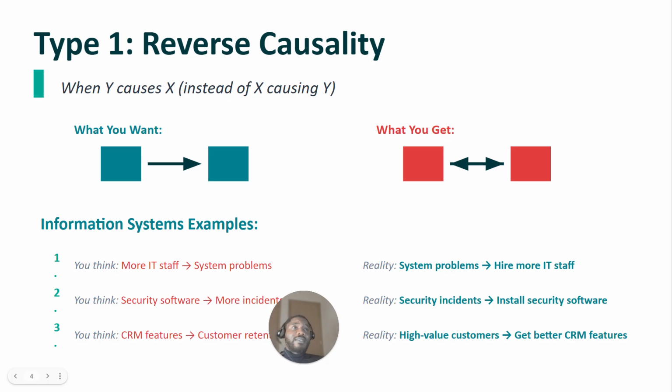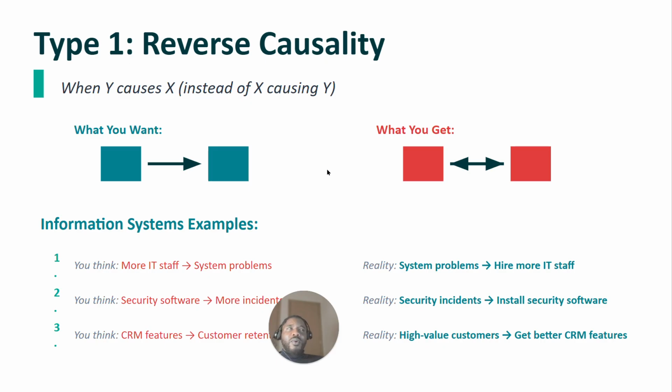Now, let's talk about reverse causality. I have a very beautiful diagram here. Look at this diagram. Originally, you want X to cause Y, right? This is a clean relationship, more like IT training leads to productivity. But this is one directional, right?